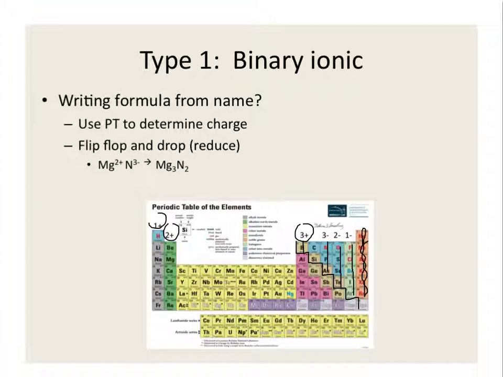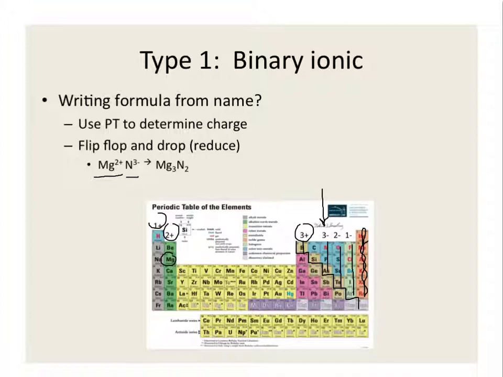Okay, so here what we do is we apply the charge. Charge goes to 0 in the compound. Here's my example over here. I have magnesium 2 plus. I know it's 2 plus because it's in the second column. Nitrogen 3 minus. I know it's 3 minus because it's in this column here.